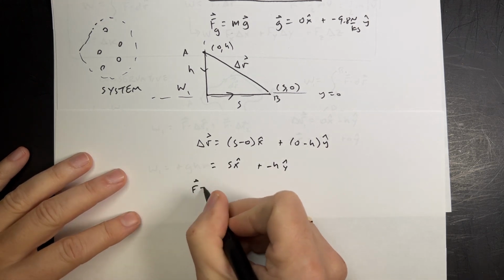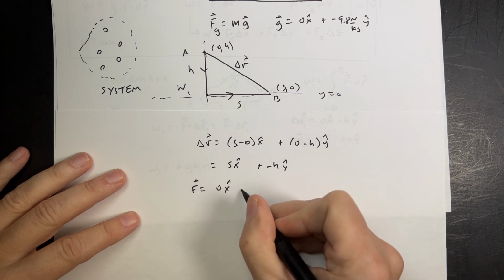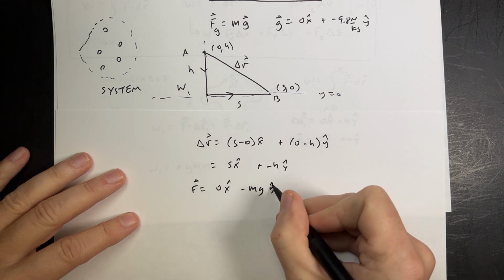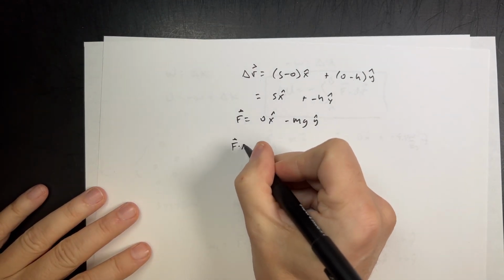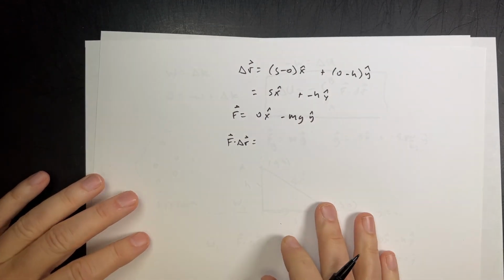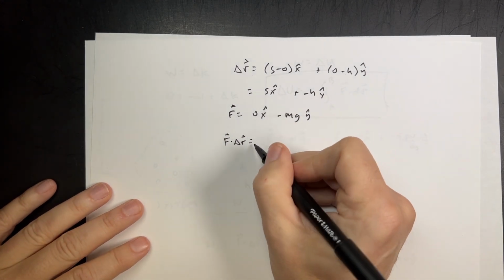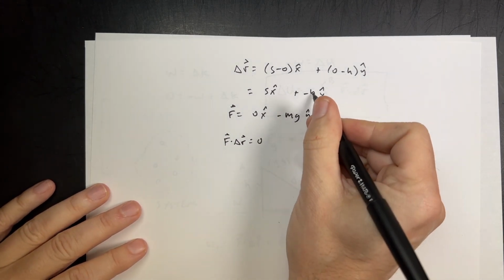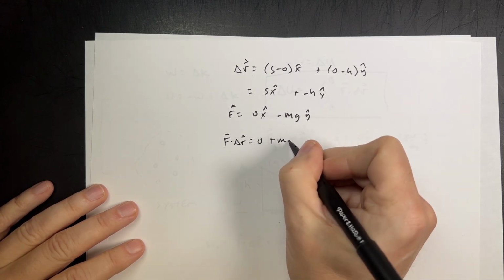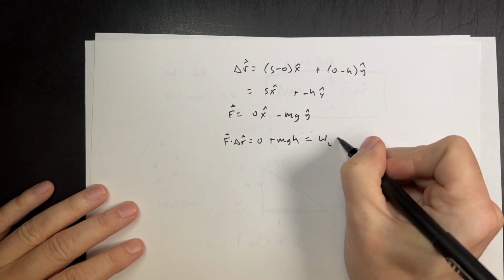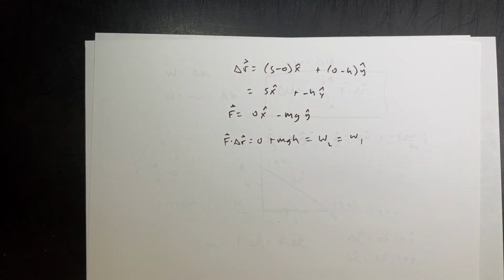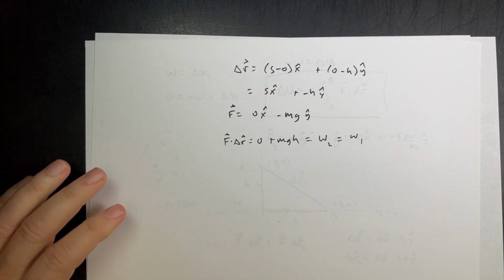And then my force is 0 x hat minus mg y hat. So let's take the dot product, F dot delta R. That's going to be equal to 0 times S plus negative h times negative mg, so plus mgh. And you'll notice that this is work 2, and that's also equal to work 1. So in this particular case, the path does not matter. That doesn't mean necessarily that it's a conservative force, but if that was not true, it would definitely not be a conservative force.